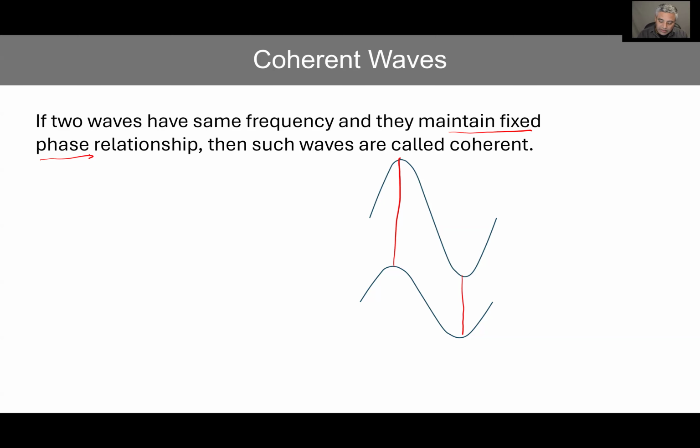So we say, okay, that means they are maintaining a fixed relationship. So we say, okay, the phase difference between these two points. See, this is also at the peak. This is also at the peak. So we say the phase difference in this case is 0 between these two waves.